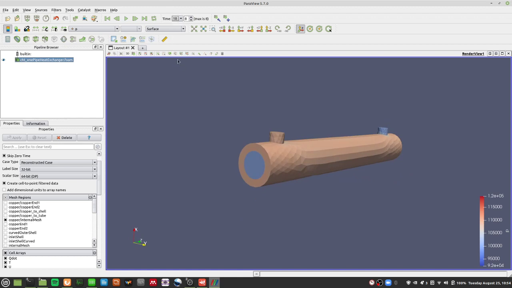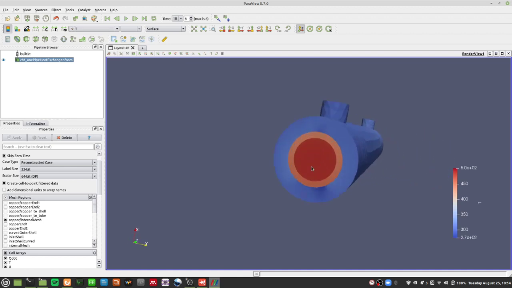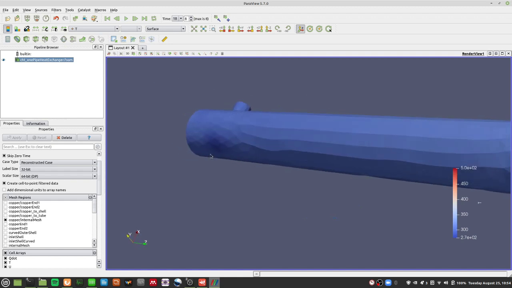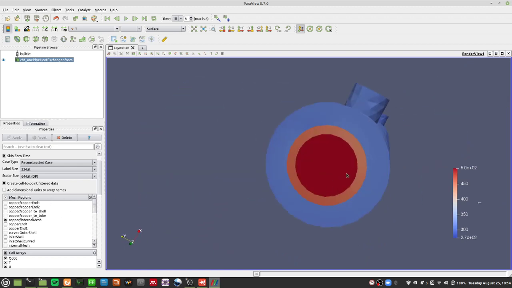I'll just shift it to the latest time, and if you take a look at the temperature, it's a bit hard to see. Obviously you can see that the shell side is cold and that the tube side is hot, which is what I intended. It's a little bit hard to see whether the hot side is cooling down or the cold side is heating up, because these two fluids are with very different temperature ranges.